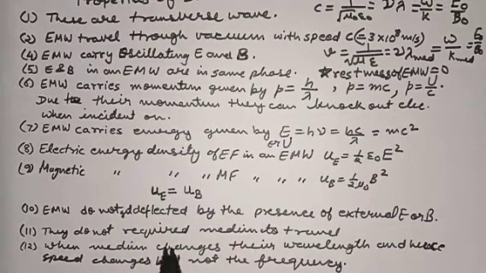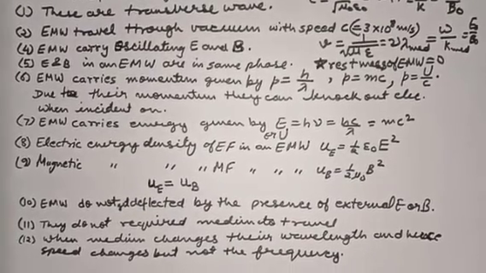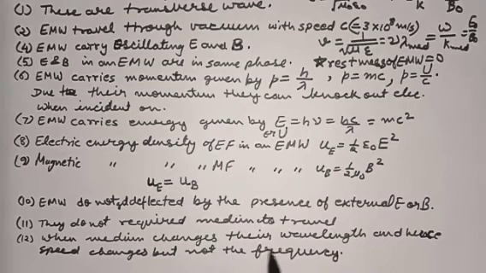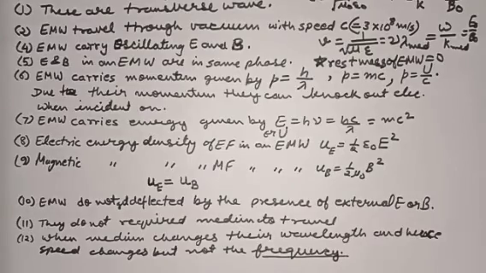They do not require a medium to travel. So that is why electromagnetic waves can travel through vacuum also. When the medium changes, their wavelength and hence speed changes, but not the frequency. This is explained in detail in the optics chapter.